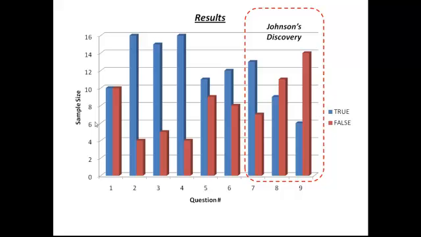The first 6 questions are as follows: the first question is presenting spanning tree, and the second is minimum spanning tree. Third, shortest path spanning tree. Fourth is Dijkstra with positive weights. Fifth, Dijkstra with negative weights. And the sixth question is just the Bellman-Ford algorithm. And the last 3 questions were related to Johnson's discovery.